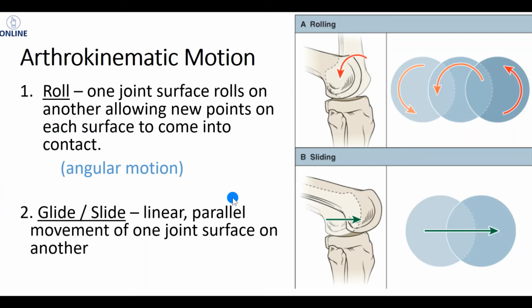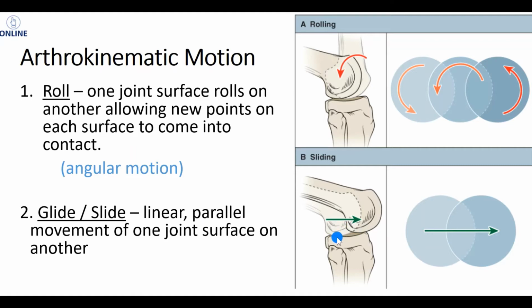Now compare and contrast that with a glide or a slide, and those terms we're going to use interchangeably. This is a linear or parallel movement of one joint surface on the other. So this is the femur sliding or gliding on the top surface of the tibia. You still get a change in position.